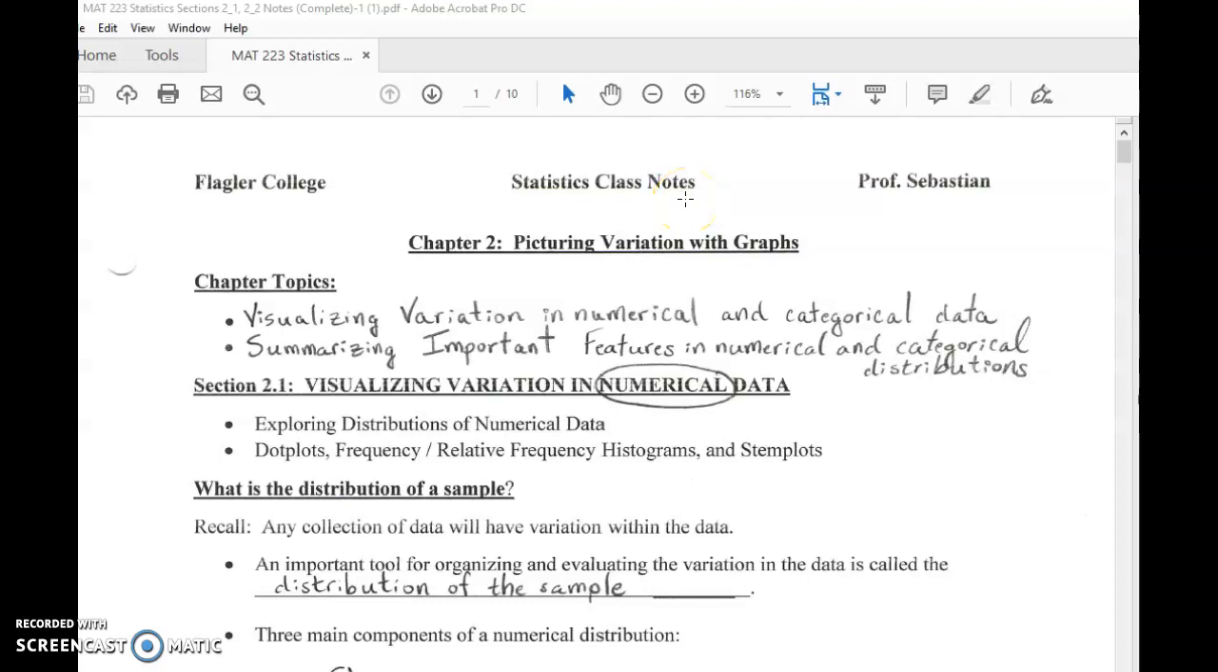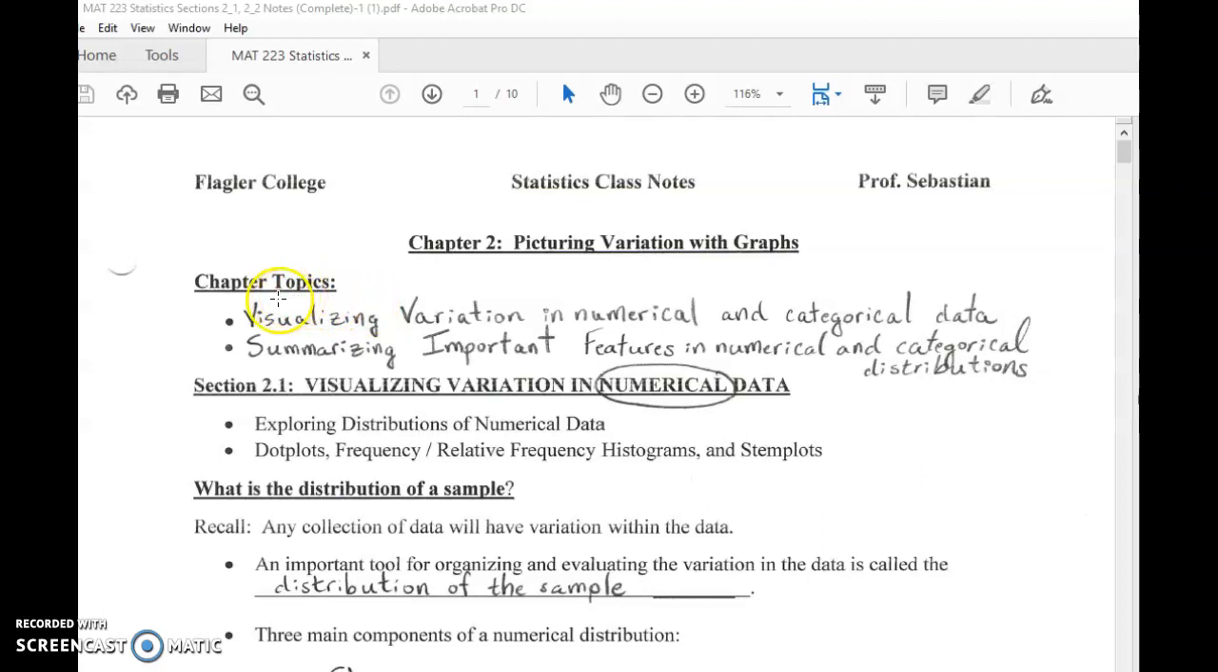Hi everyone, here we are continuing with our statistics class notes. We're on page 8. We are getting into chapter 2, which is called Picturing Variation with Graphs. So remember that the word variation means looking at differences. So we want to be able to visualize a data set and see what kind of differences we see in the data.